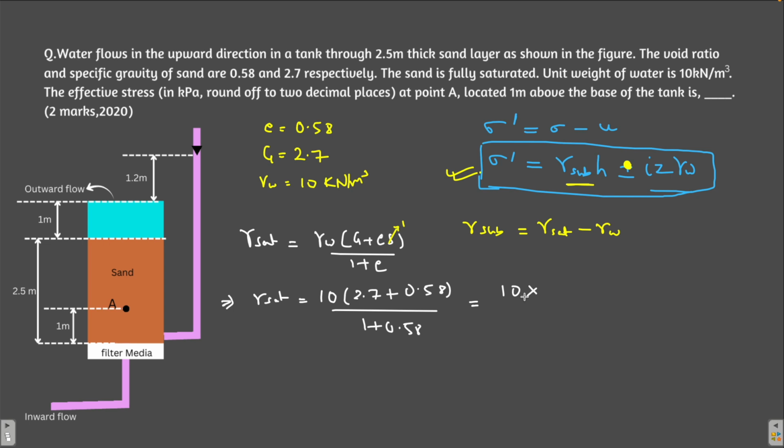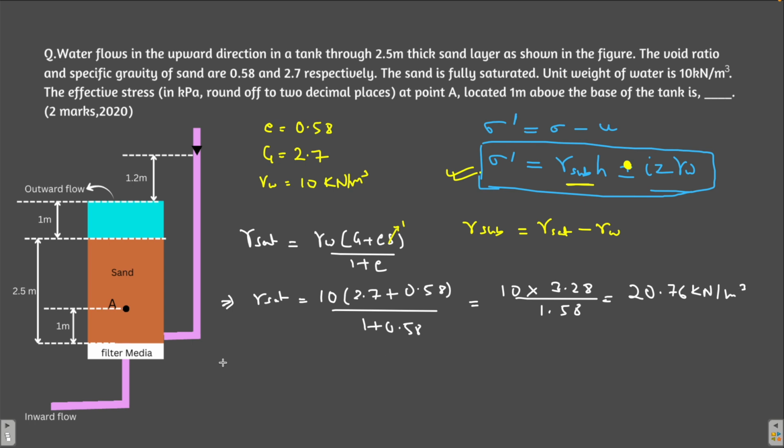Let me just add it and tell you the answer. 2.7 plus 0.58, it's 3.28 by 1.58, and that will give you 20.76 kilonewton per meter cube. Why kilonewton per meter cube? Because the value of gamma W was given in kilonewton per meter cube.